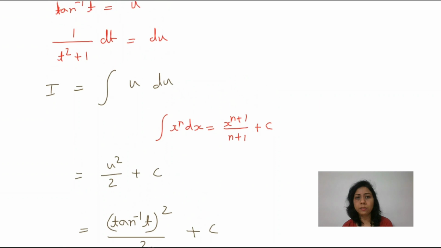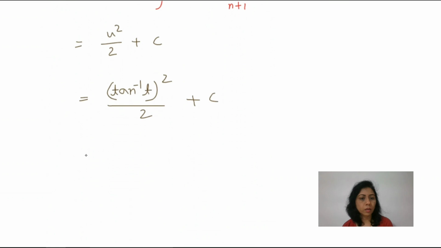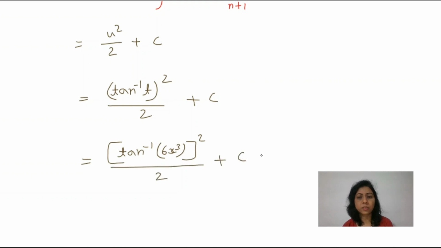And what is the t value? The t value was this one, 6x cube. So tan inverse of 6x cube, this whole square, divided by 2 plus c, and this is our final answer.